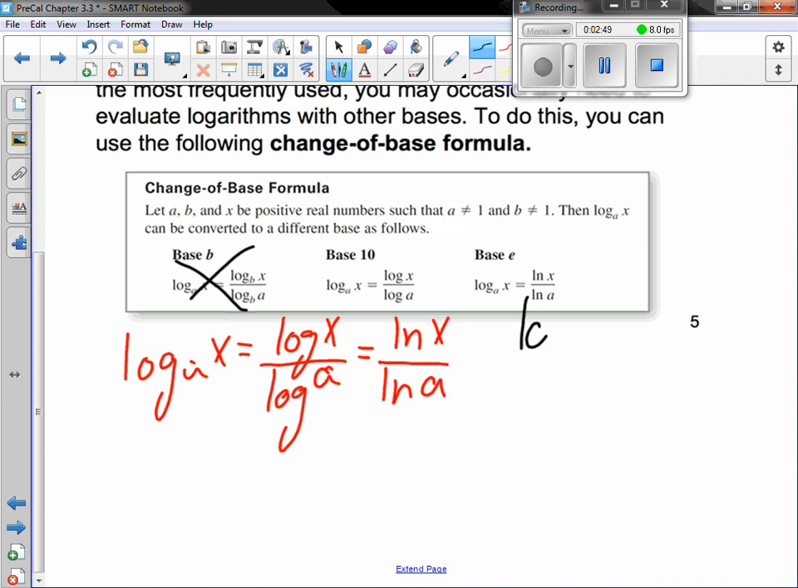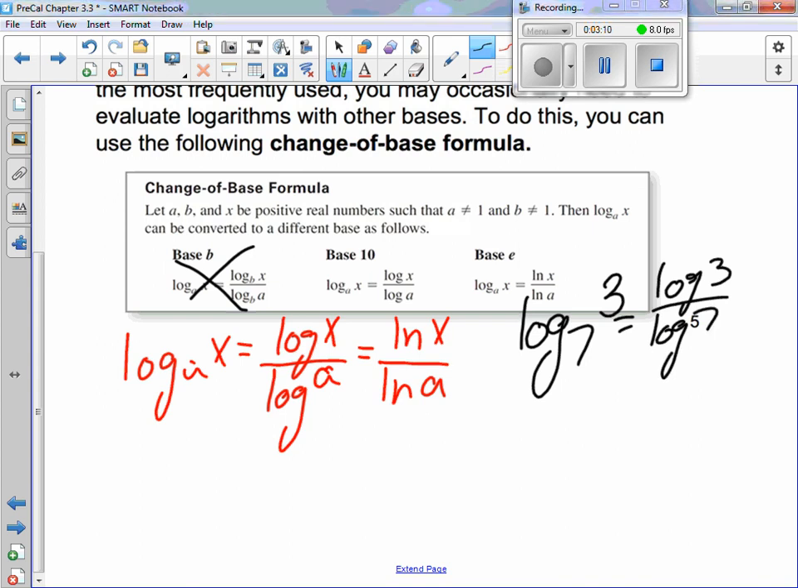If I'm trying to evaluate log base 7 of 3, I can't do that on a standard calculator. Well, we can with the graphing ones, but a standard calculator doesn't do that. I'd have to change it to log of 3 over log of 7, and then I can figure this out. Or this is actually the same as ln of 3 over ln of 7. Questions on this here?